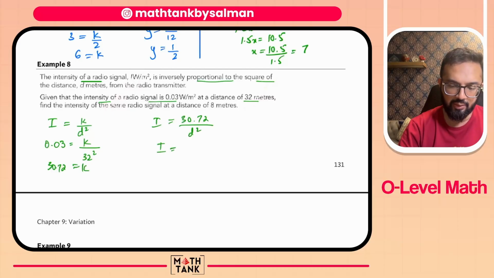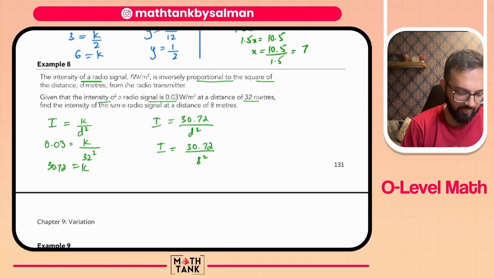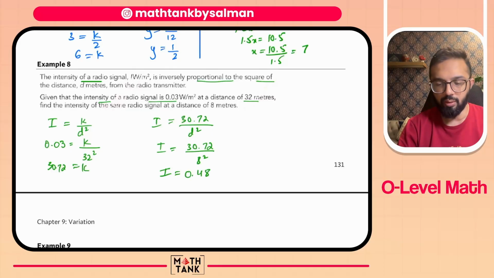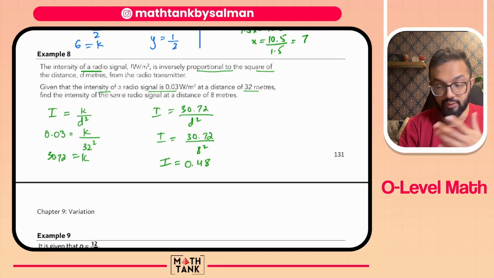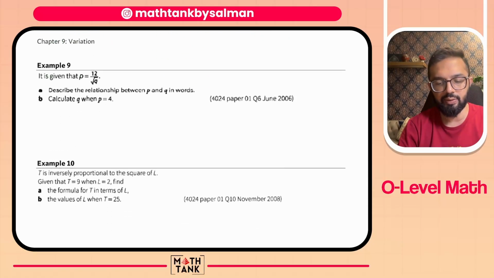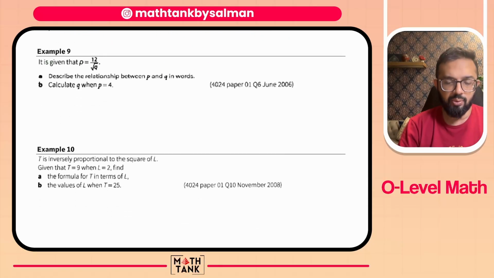So I is then 30.72. I want to keep a distance of 8 meters, so divided by 64. The intensity comes out as 0.48. Okay, inversely proportional: as the distance decreases, intensity increases. Okay, this one is already defined for you.